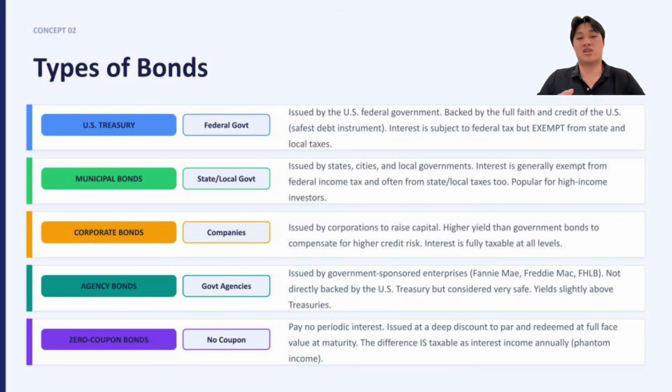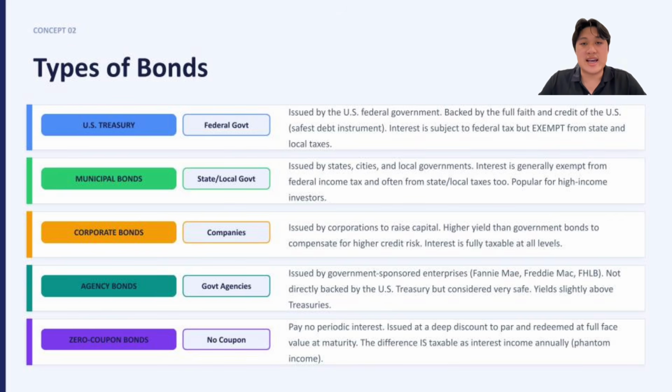Corporate bonds. These are a little bit more risky than federal bonds, but they're issued by a corporation in order to raise capital. They have a higher yield than government bonds, but they also have a higher risk. It is taxable at all levels, federal and local.